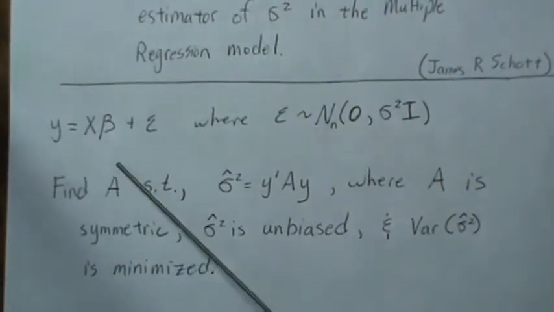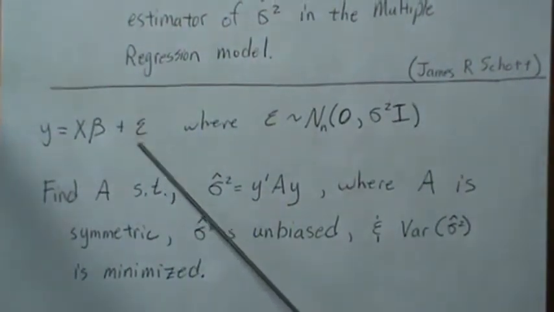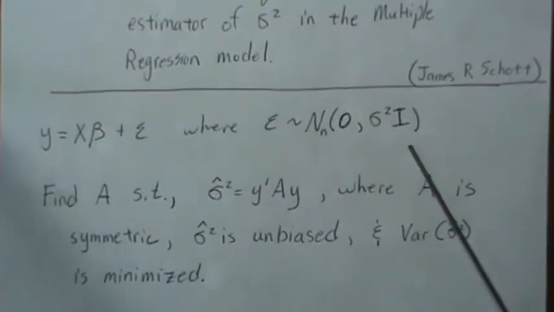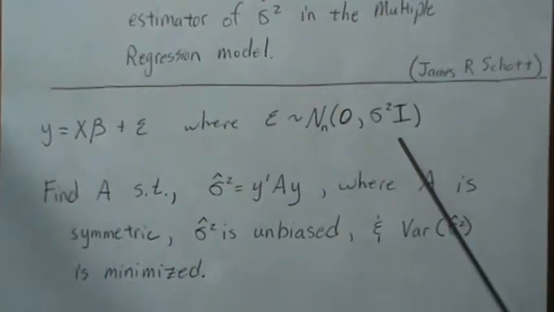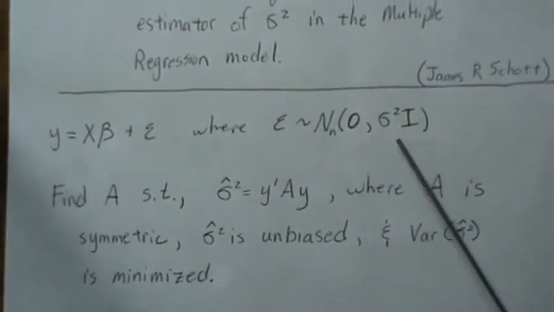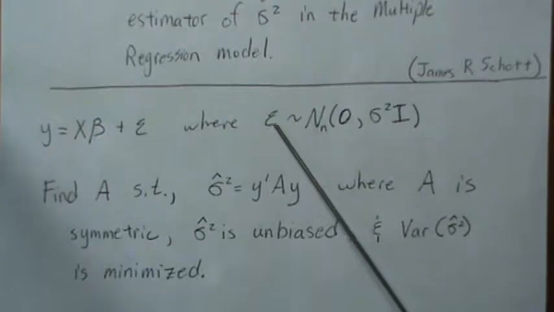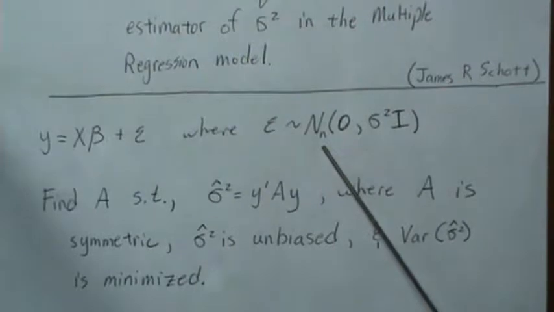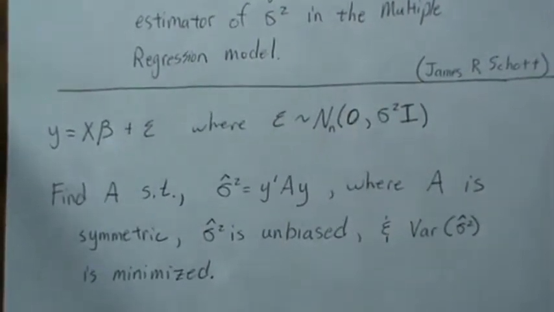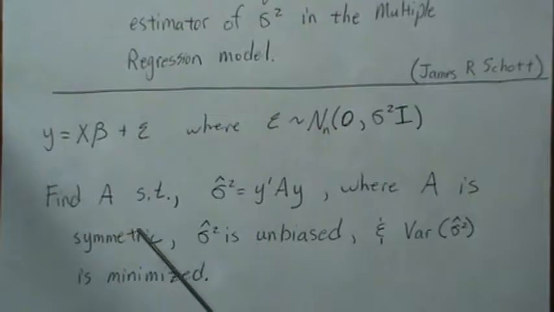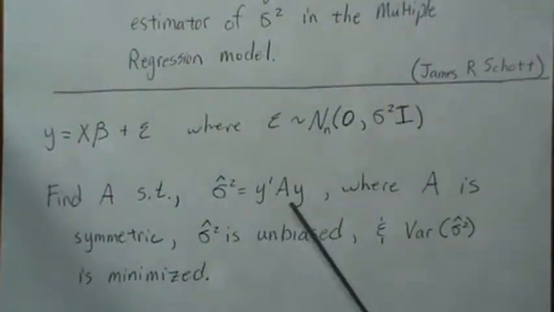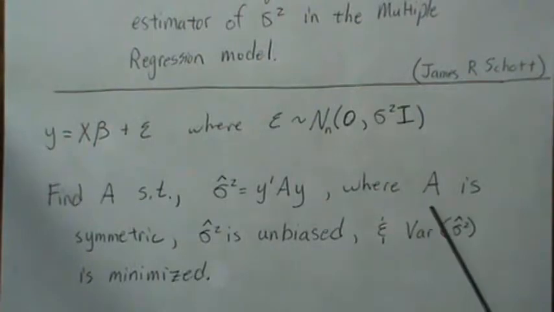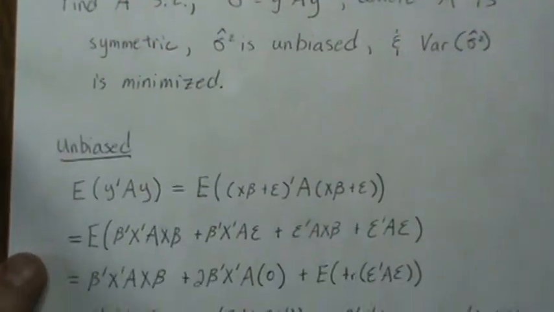So this is what we want. We're in the multiple regression setting where the error term is normal, 0, sigma squared I. So they're all independent because it's only diagonal, and there's n observations. So we want to find A such that this is an estimate of our sigma squared, where A is symmetric, unbiased, and it minimizes the variance. Okay, so let's just jump right in.